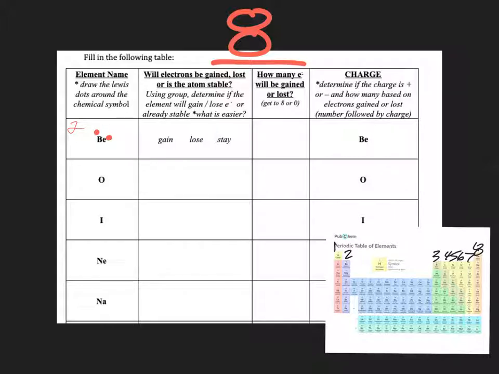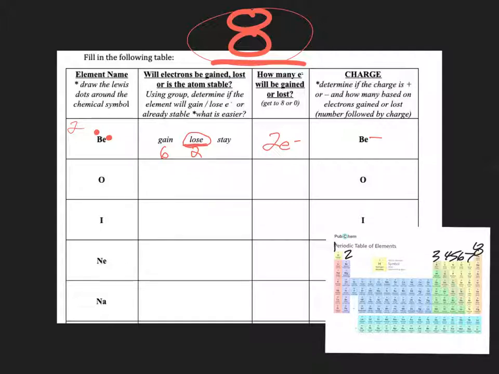Now I have to determine, will the electrons be gained or lost to get to that stable 8? My choices would be either to gain 6 or to lose 2. We talked about atoms being lazy, so it's way easier to do 2 things in this case. This atom will be losing 2 electrons, and then I've got to figure out what the charge is going to be. Originally, everything balanced out in the beryllium atom, but I just lost 2 electrons.